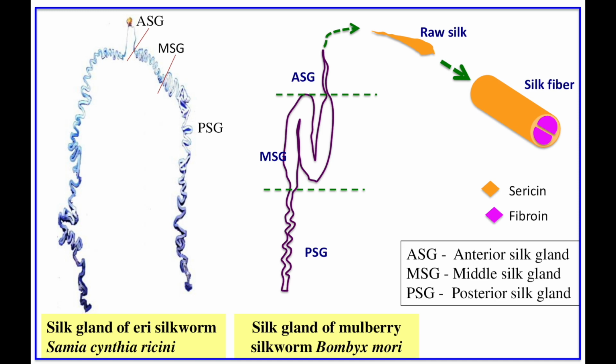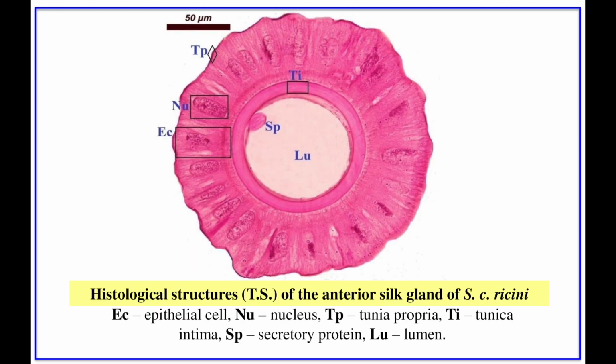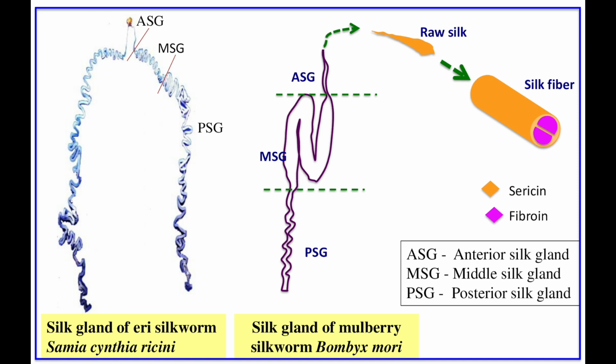The ducts of each gland merge at the anterior extremity to form a common duct that opens at the base of a hollow spine, the spinneret. The spinneret is positioned at the tip of the mouthpart hypopharynx. The epithelia of the silk and salivary glands are ectodermal in origin and are lined with cuticles composed of mainly the polysaccharide chitin and a blend of proteins.